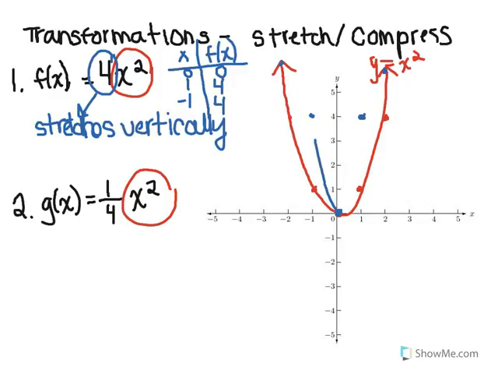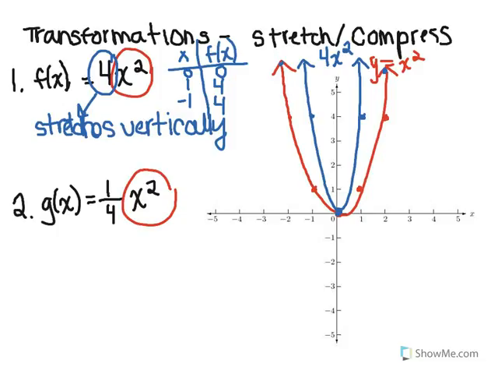And if I graph it, this is what we end up with. Essentially it looks just like the x squared function, but it's just been stretched vertically. So the blue graph is 4x squared.